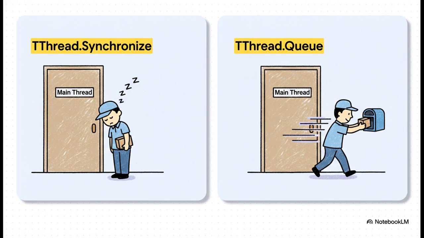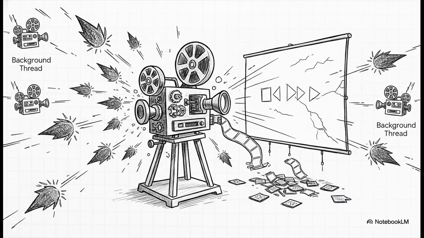See the difference? Synchronize creates a rigid blocking dependency. Q is a fire-and-forget message that lets everyone keep working independently. It decouples your threads, which is the whole point of using them in the first place. So, to put it bluntly, TThread.Synchronize is a UI performance assassin.